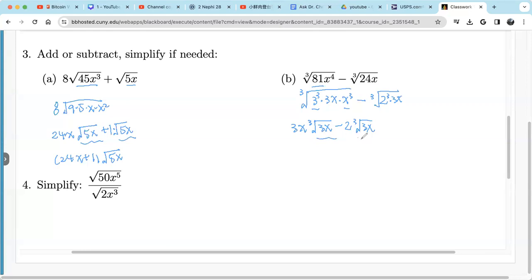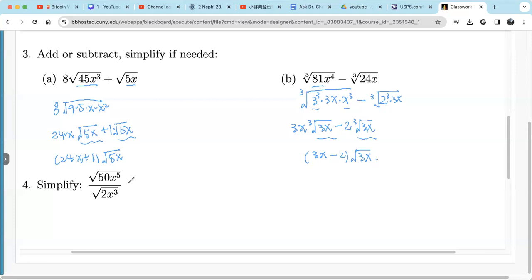Okay, we have like radicals. That means we can factor out the like radicals. So I have 3x minus 2 times radical 3x. That's for B.